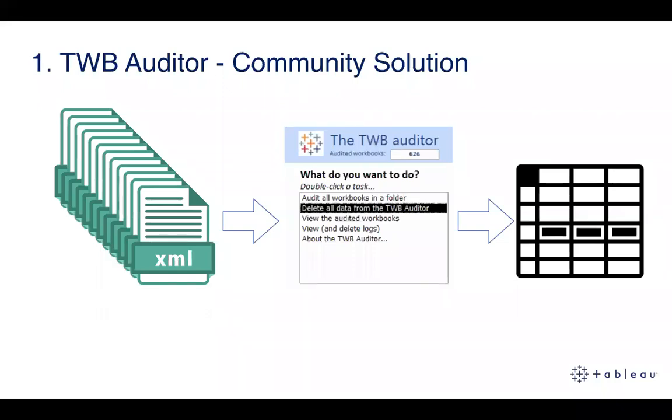For the last few years, the community has had a solution called TWB Auditor. It has been through versions 1, 2, 3, and many people contributed to it. Mainly what it tries to do is grab the data from the XML, parse it, and load it into a table. That's all. Because once it's in a table, it's a much easier process for us to query. That's pretty much the high-level community solution.